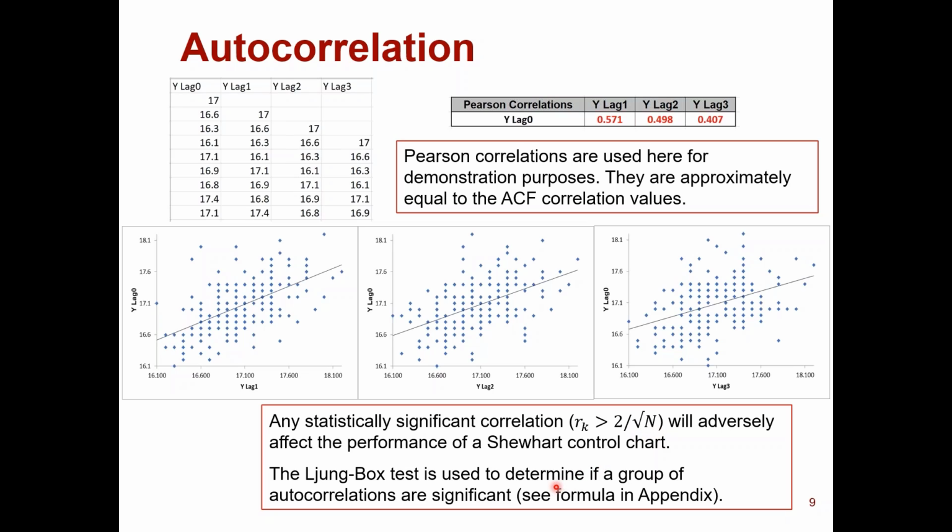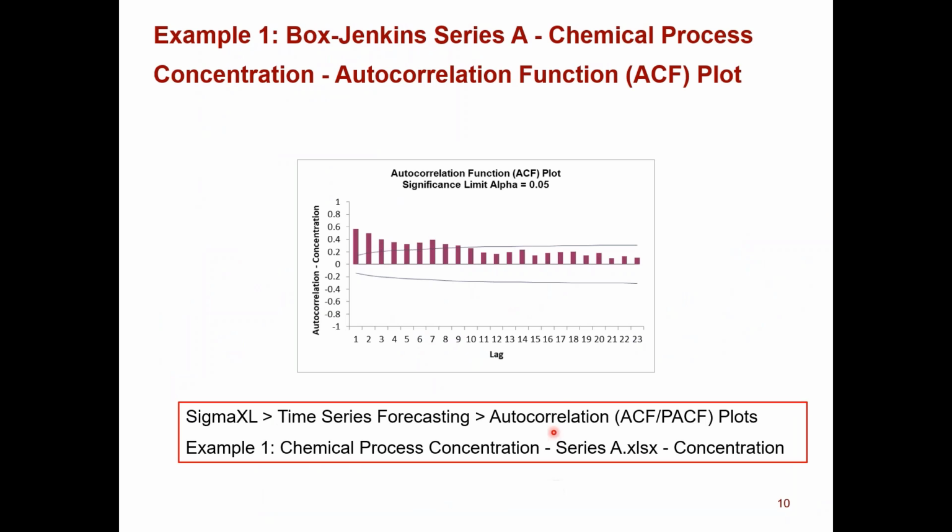We also have the Ljung-Box test, and that's useful as an overall autocorrelation test and is very sensitive to tell you if there's any autocorrelation in the data. The ACF plot, each vertical bar corresponds to a correlation coefficient, and these first bars are above the significance line. So you can see, in this case, for the chemical concentration data, we have significant autocorrelation.